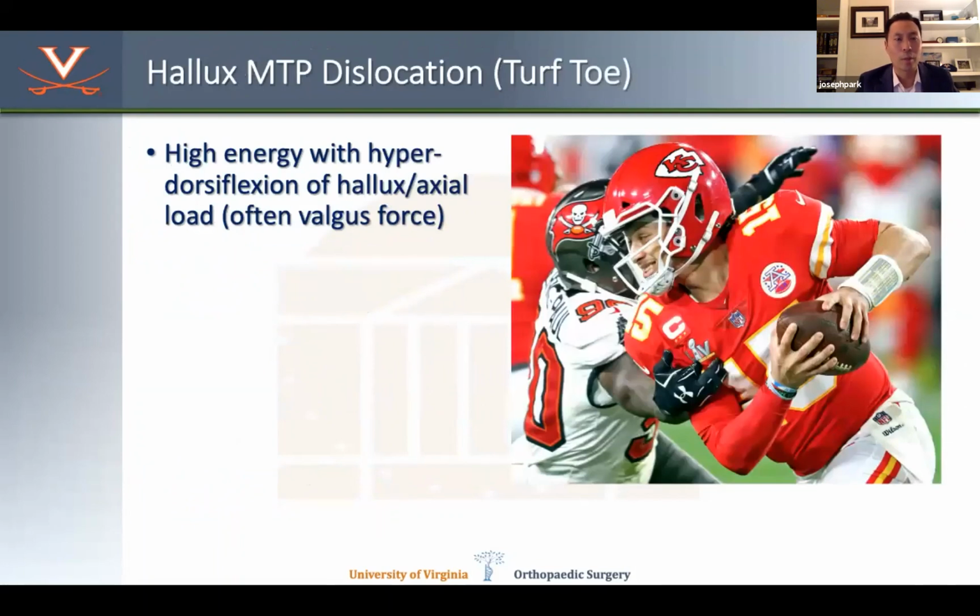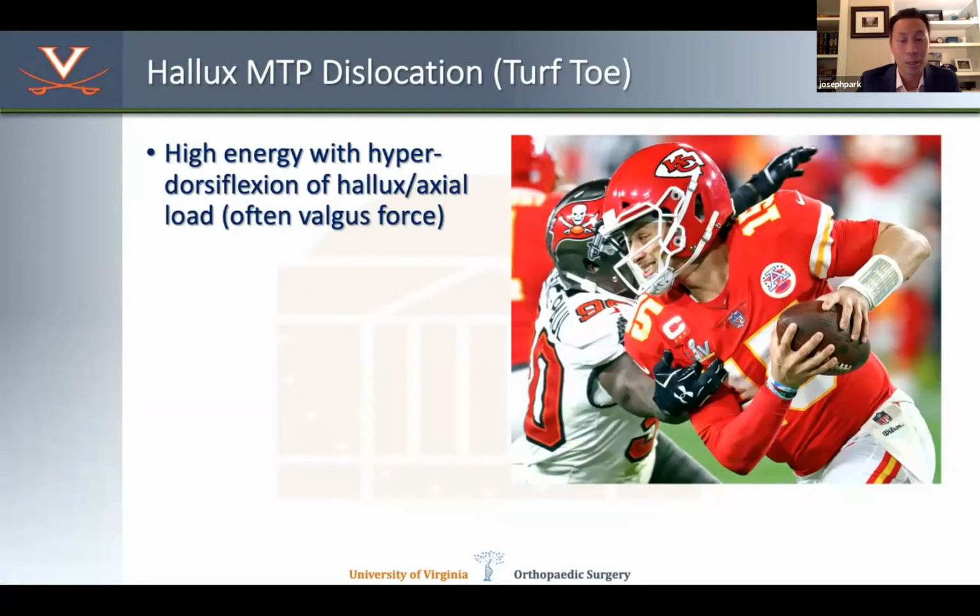Moving forward, let's talk about Hallux MTP dislocation or turf toe. I put this picture of Patrick Mahomes because those of you who follow football closely probably remember, he sustained a severe turf toe injury in the playoffs, and I didn't realize how bad it was until after the Super Bowl. I learned that my colleague, Dr. Anderson, fixed Patrick's turf toe, I think 3 days after the Super Bowl.